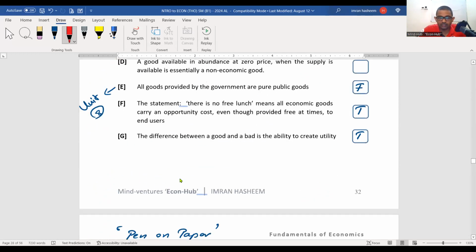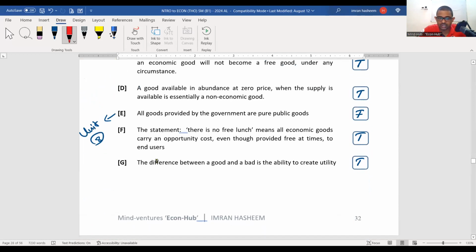Okay. I know it's very late. Public goods, let's finish with this, right? So that we can start economic resources with the next session. Okay. Public goods. What is a public good?